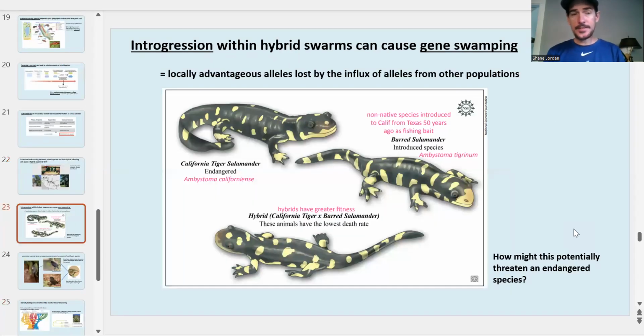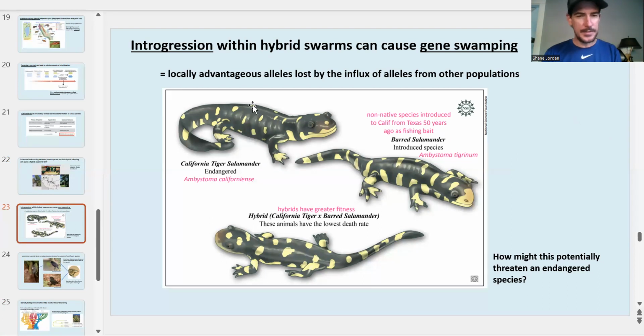As it turns out, sometimes hybridization can actually have negative consequences. This can happen via the process we call genetic introgression, often happening within hybrid swarms or even just between hybrid mating events. And this can lead to what we call gene swamping. A classic example of this comes with tiger salamanders.